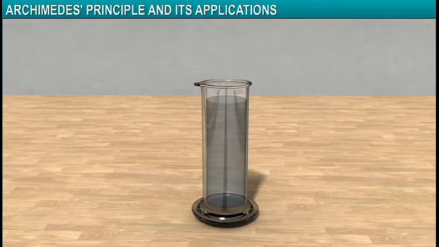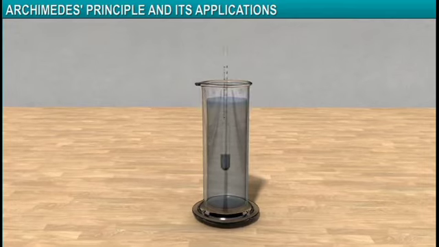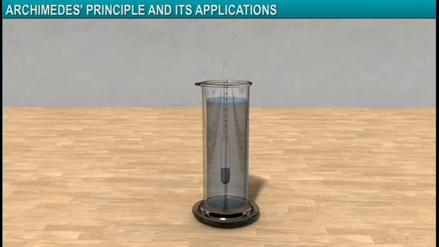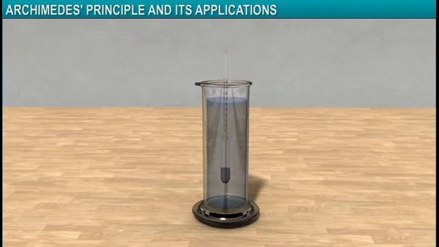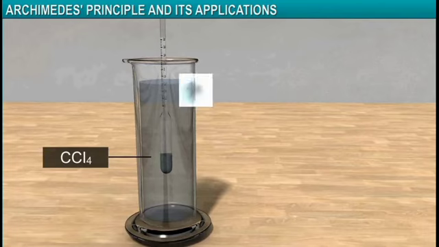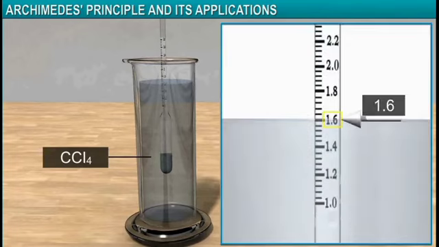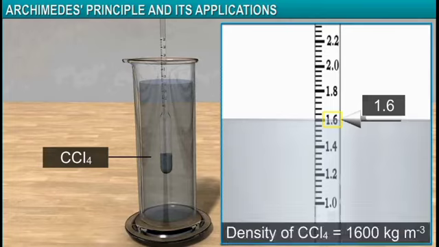To determine the density of a liquid, it is poured into a tall jar and a hydrometer is lowered gently into the jar to float freely on the liquid. The hydrometer reading gives the density of the liquid. For example, if we place the hydrometer in a jar of carbon tetrachloride, the hydrometer shows a reading of 1.6. Thus, the density of carbon tetrachloride is 1,600 kg per meter cube.